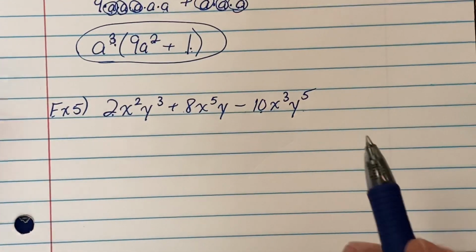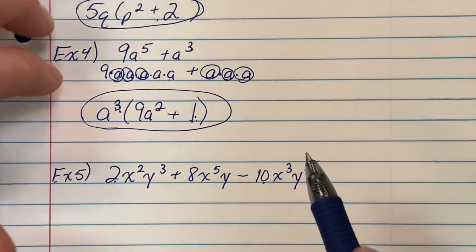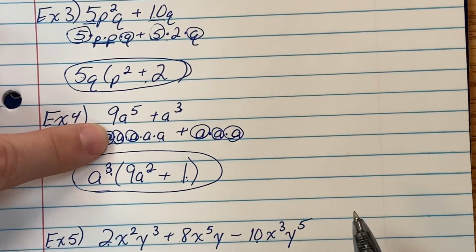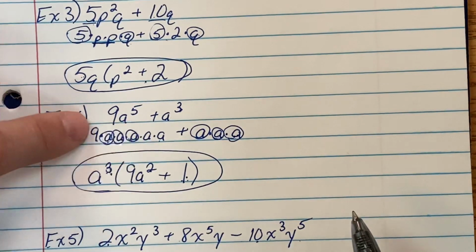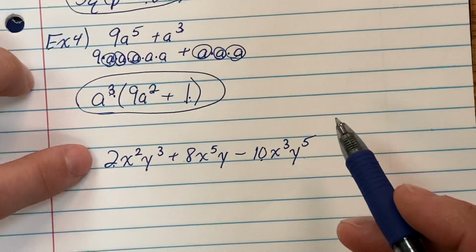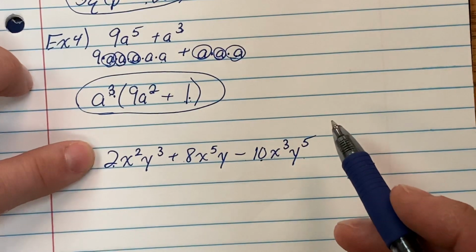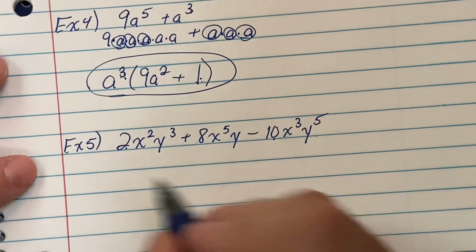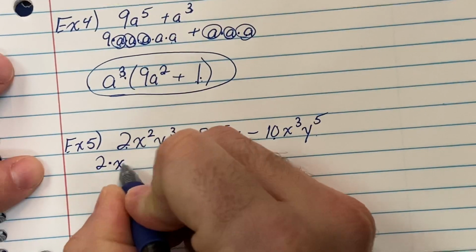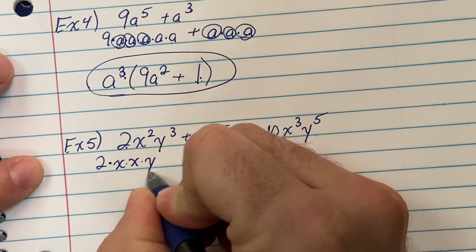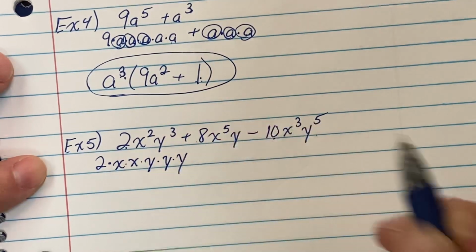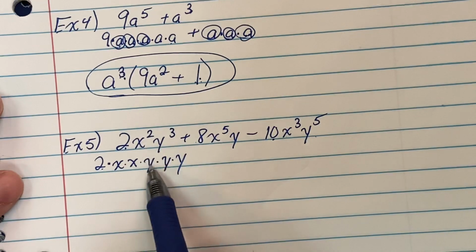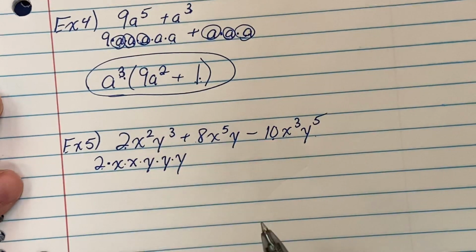Back in the last videos, in the other examples, I expanded it out, right? So I multiplied everything out, a times a times a, et cetera. I'm going to do the same thing here because it helps, at least I think it helps. So 2, well, that's the smallest it can go. So 2 times x times x times y times y times y. Because 2 is 2, x times x is x squared, y times y times y is y cubed.